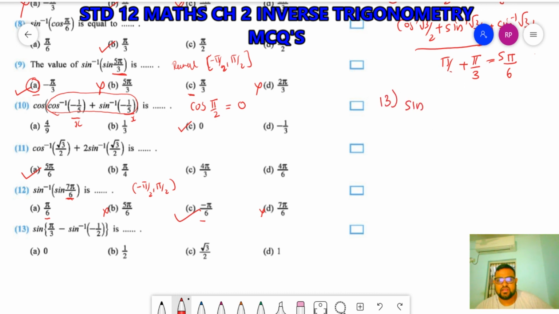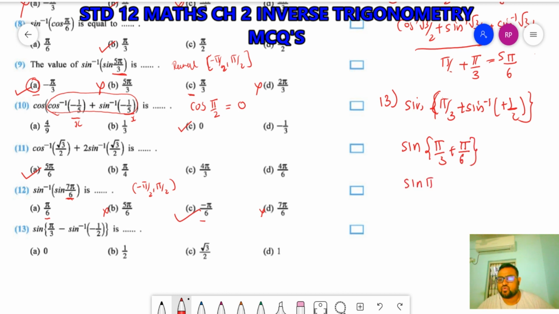13th: sine of pi by 3 minus sine inverse minus 1 by 2. Okay, so now minus 1 by 2 in sine inverse, this negative sign comes outside, so this will be plus. Okay, so now sine of pi by 3 plus sine inverse 1 by 2, the value of sine is 1 by 2 at pi by 6. So pi by 3 plus pi by 6, sine pi by 2, and the value of sine pi by 2 is 1. So D is the correct option. Okay, now let's move to the next, that is 14th.